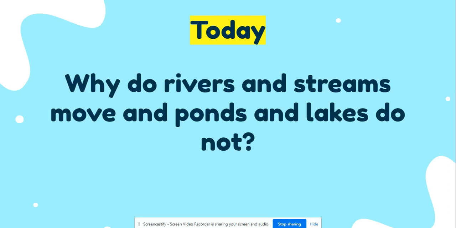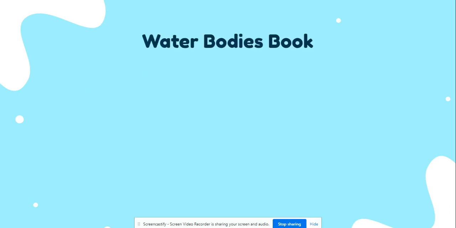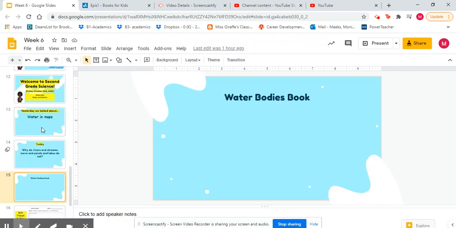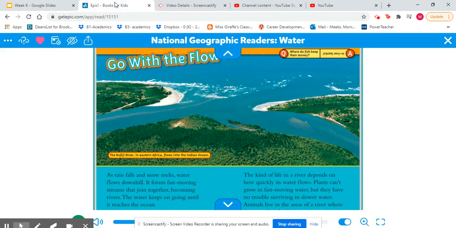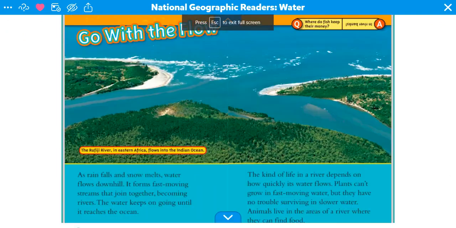Okay, team, so really think about that because we are going to take a look at a book on Epic. So here we go. Follow along with me. Again, if it is helpful, take some notes as I'm reading because you have an assignment on Seesaw to complete. Here we go, team. So let me make this a little bit bigger. Oh yeah, there we go.